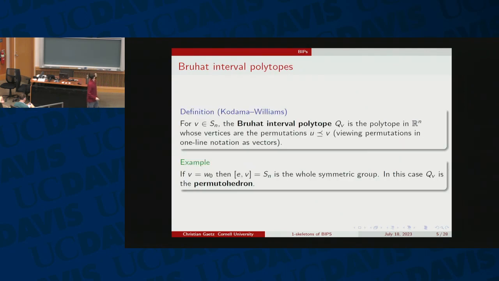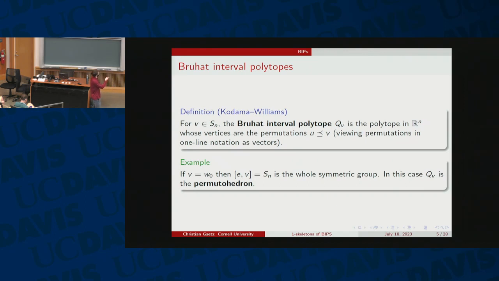All right, so what is a Bruhat interval polytope? These first appeared in work of Kodama and Williams, and I'll say a small word about why they were studying these later, but for a permutation V, the Bruhat interval polytope is the polytope inside R^n whose vertices are all the permutations less than V in Bruhat order. So I take a permutation, I write it in one-line notation, view that as a vector. So the permutation 3, 1, 2 is the vector (3, 1, 2). I look over this whole set of permutations, and I take that convex hull. So all of these permutations will indeed be vertices of this polytope.